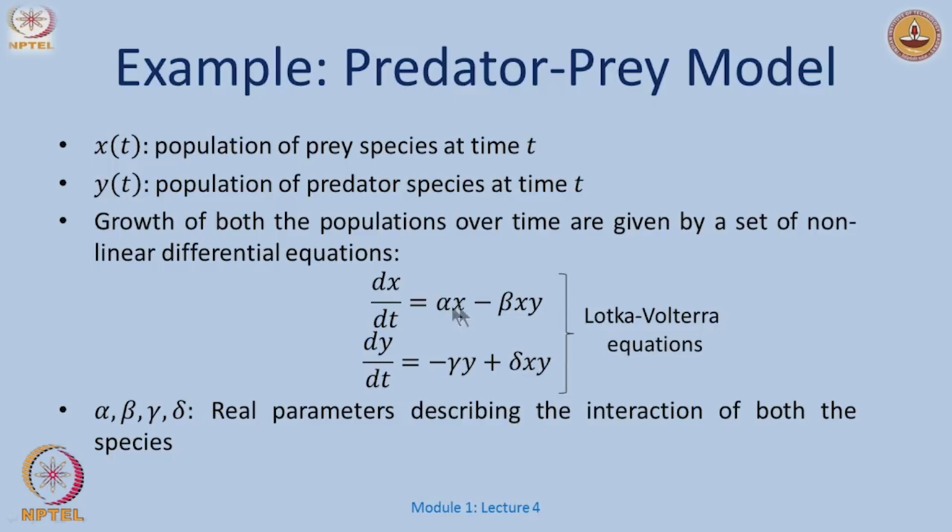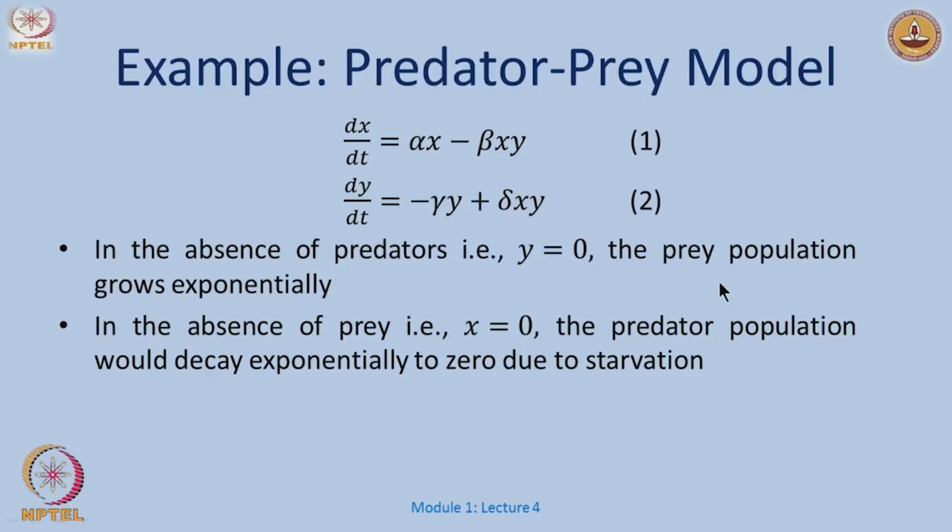And all these parameters alpha, beta, gamma and delta depend on how fast they die, or how frequently the predators and the prey come in contact with each other. All these are greater than 0. Okay. So, these equations are usually referred to in literature as the Lotka-Volterra equations. Again, this is just rewriting what we said earlier. In the absence of predators, what happens to the prey? In the absence of prey, what happens to the predators, and so on.